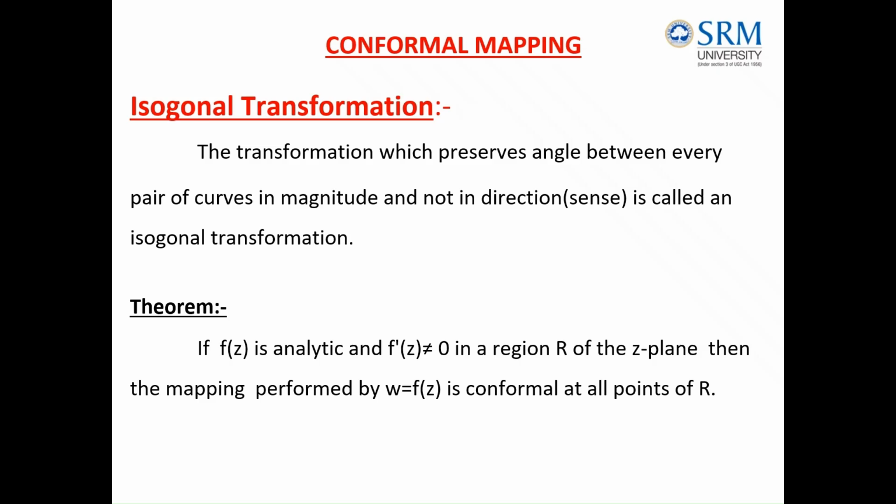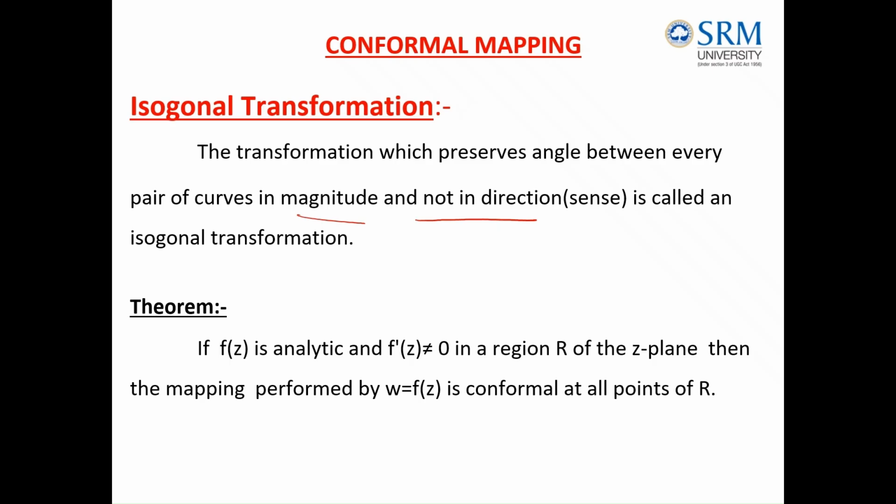Next we are going to see what an isogonal transformation is. The transformation which preserves the angle between every pair of curves in magnitude and not in direction, that is, sense of rotation, is called an isogonal transformation.